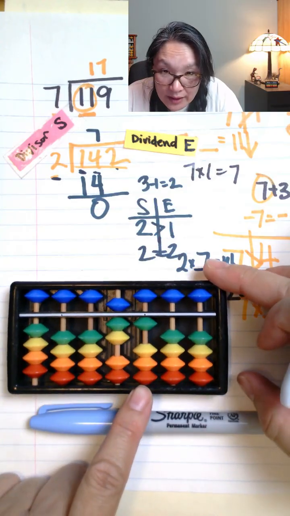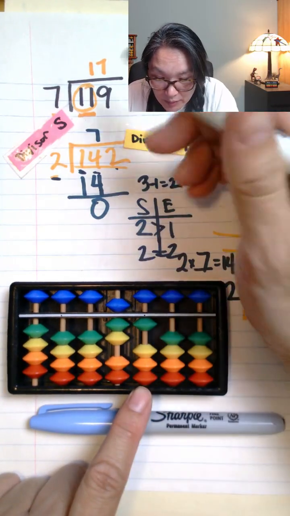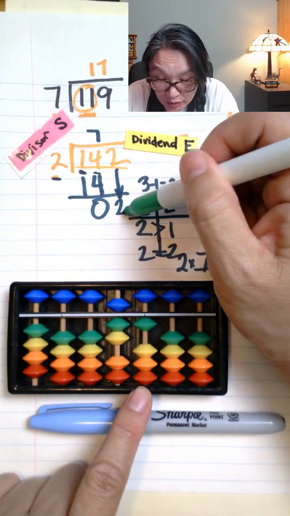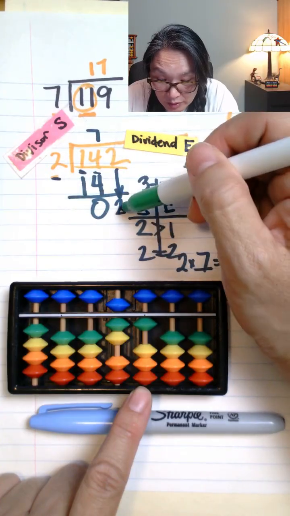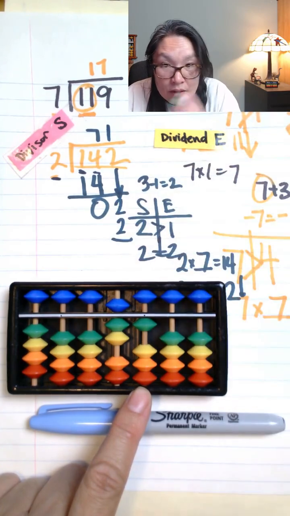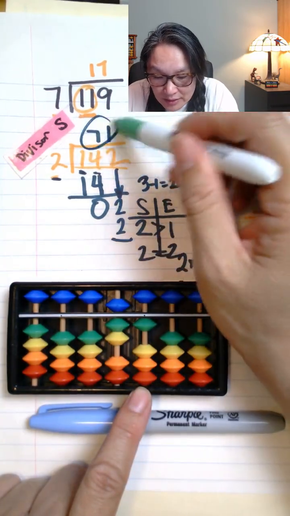So then my final answer is 71, because what we do in long division is 2 times 7 is 14, and 2 times 1 is 2. So then my answer is 71.